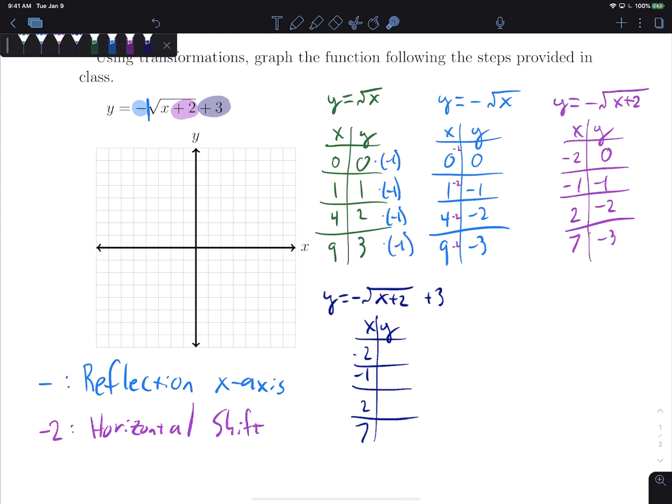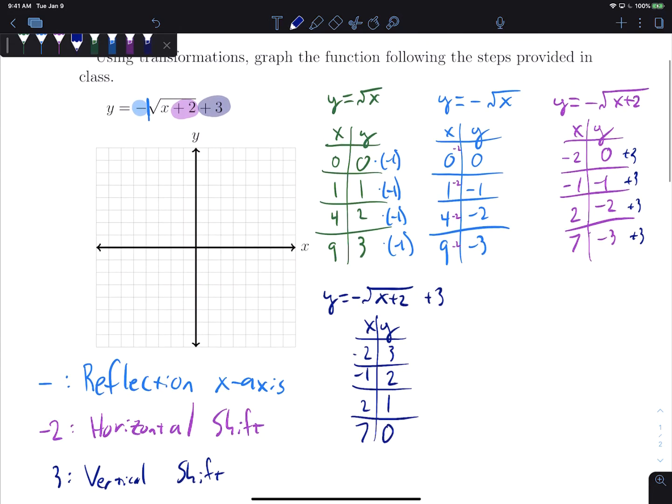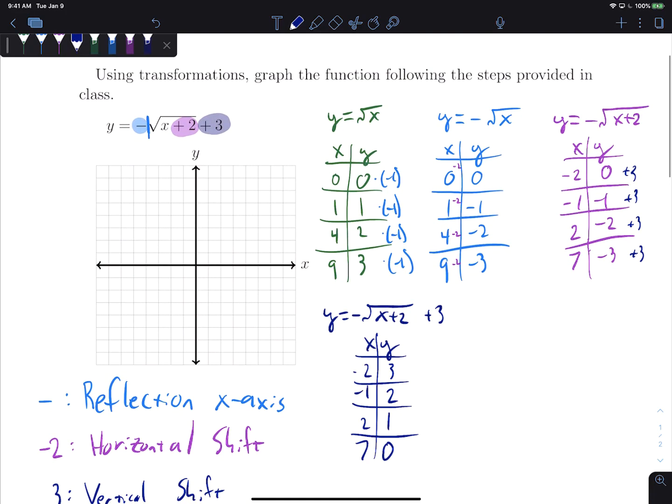And this plus 3 is a plus 3 vertical shift. So we're going to add 3 to all the y values. So 0 plus 3 is 3, negative 1 plus 3 is 2, negative 2 plus 3 is 1, negative 3 plus 3 is 0. Outstanding. And at this point, we simply graph that last table, negative 2, positive 3.